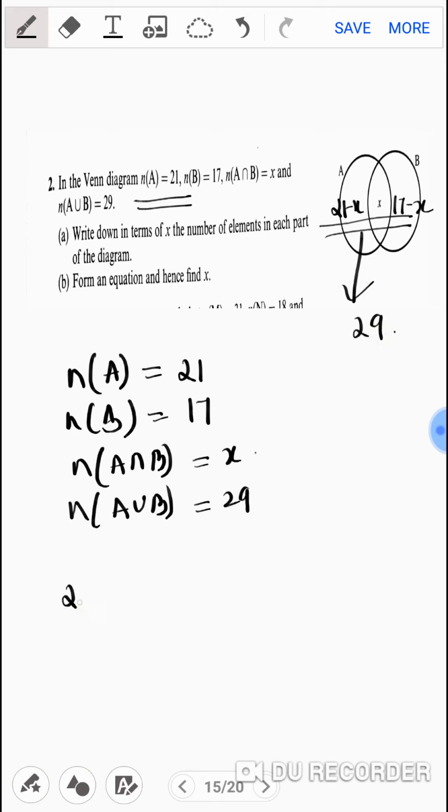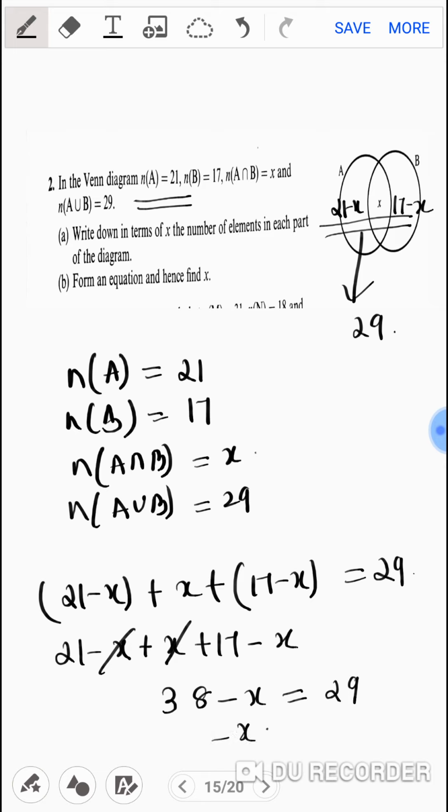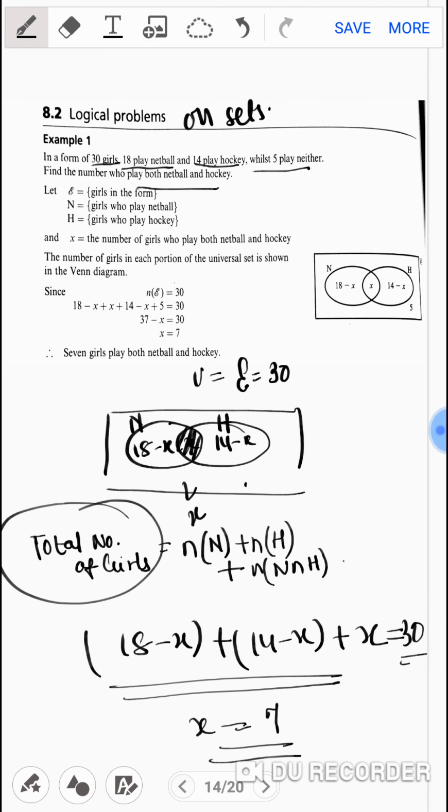So can we write 21 minus x plus 17 minus x is equal to 29? Once you get this, you just have to open the brackets and from there you can get the value of x. Are you getting my point clear?